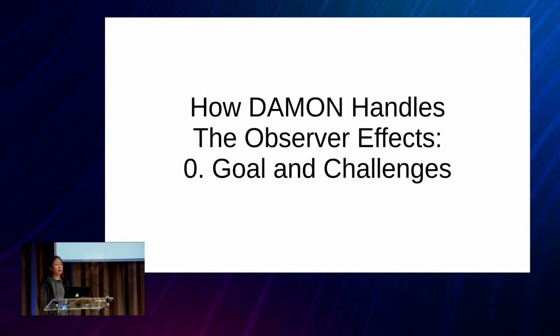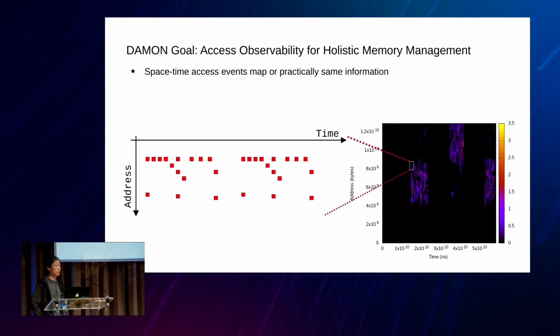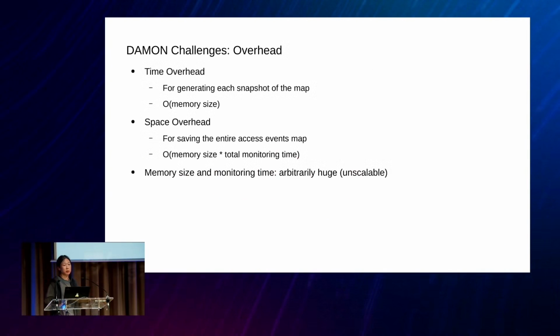So how does DAMON handle the observability? To say that, let's first define the goal and the challenges of doing that with DAMON. The goal of DAMON is, as we already described, the data access patterns, the access events on the space-time of the memory. So the goal of DAMON is to have the space-time access event map visualization, or practically the same amount of information as that.